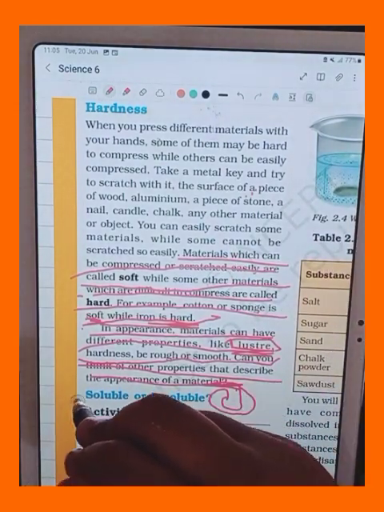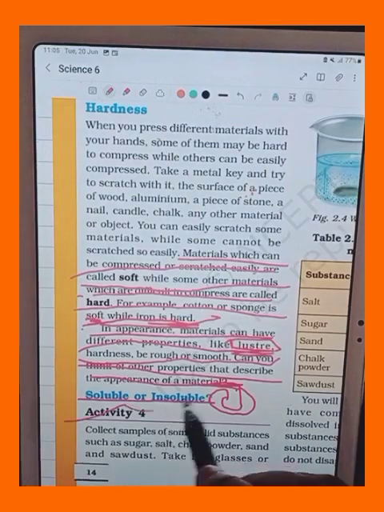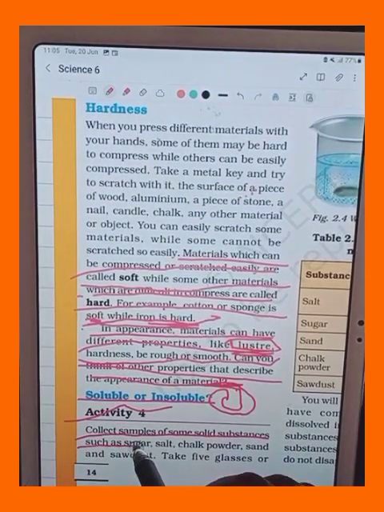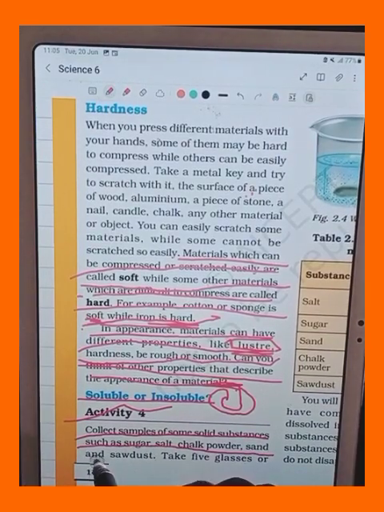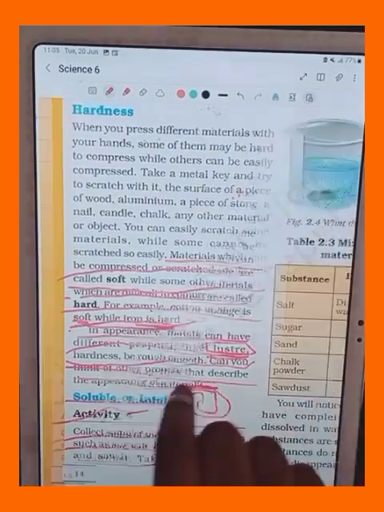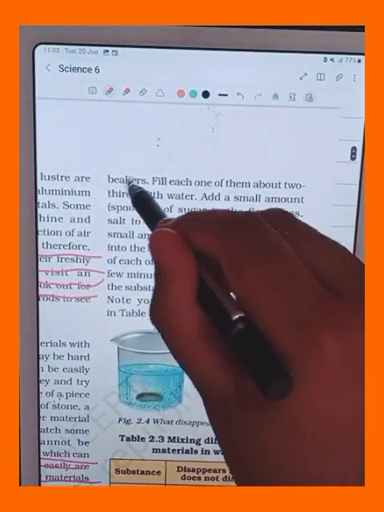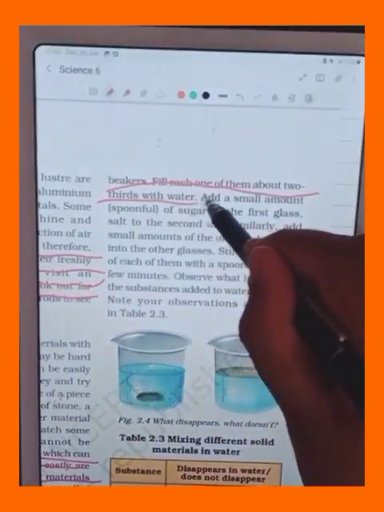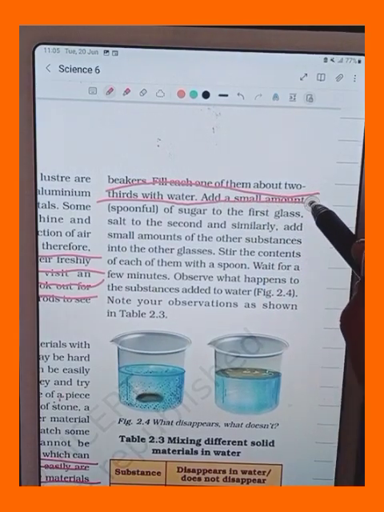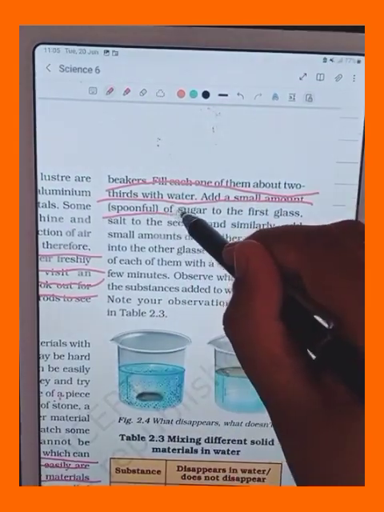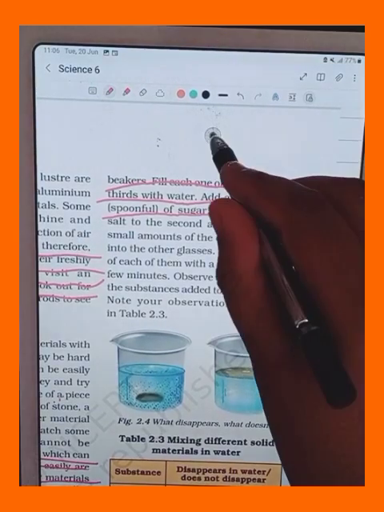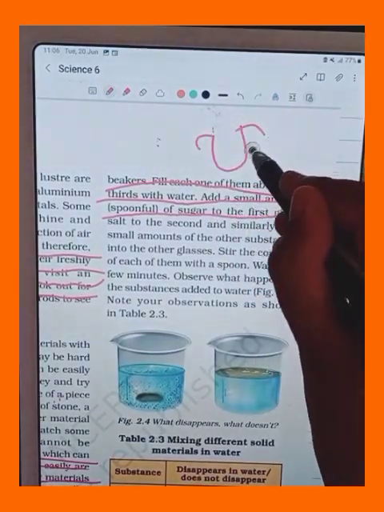Yes. So soluble or insoluble. Activity 4. Collect samples of some solid substances such as sugar, salt, chalk powder, sand and sawdust. Take 5 glasses or beakers. Fill each of them about 2/3 with water. Add a small spoonful of sugar first. So take a beaker, add sugar to it.